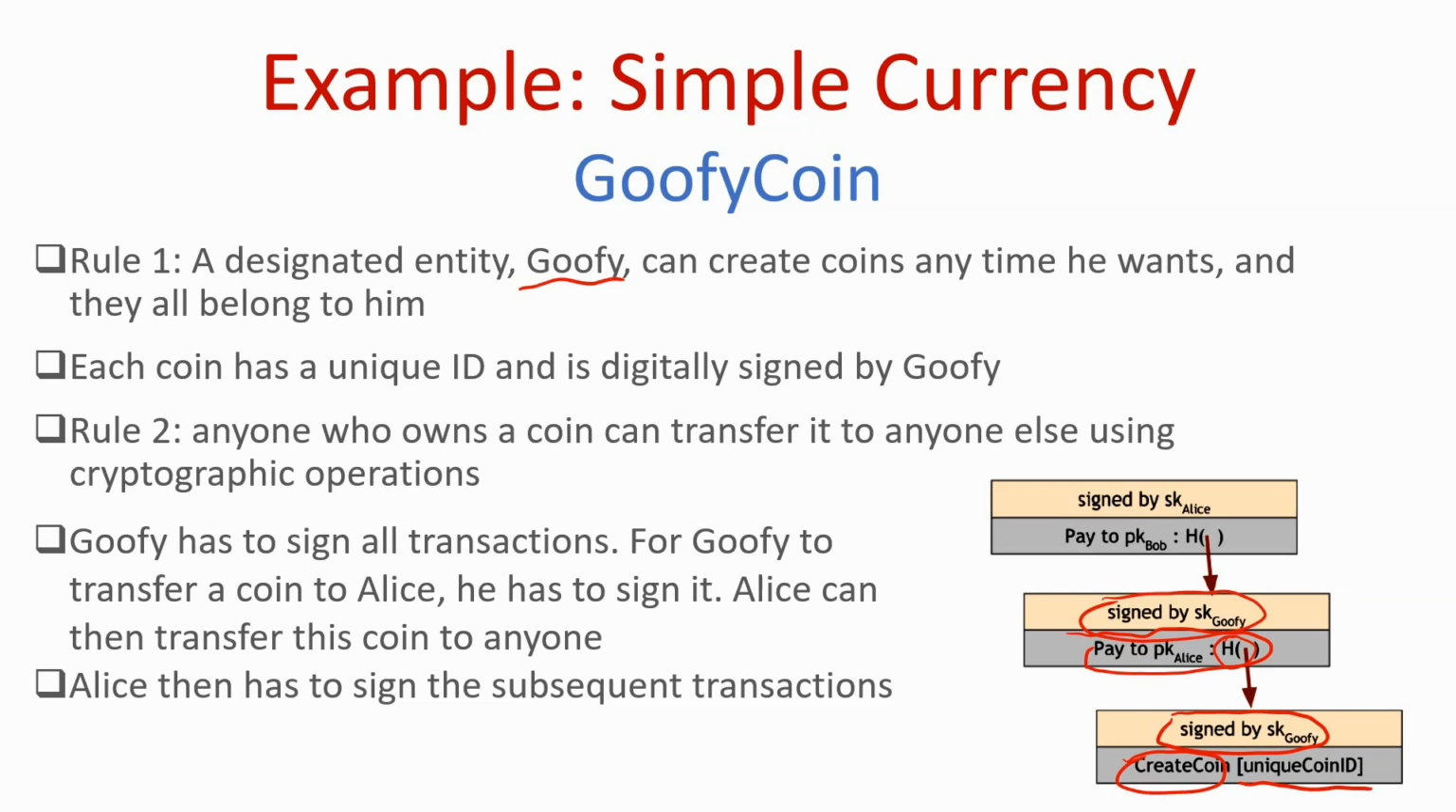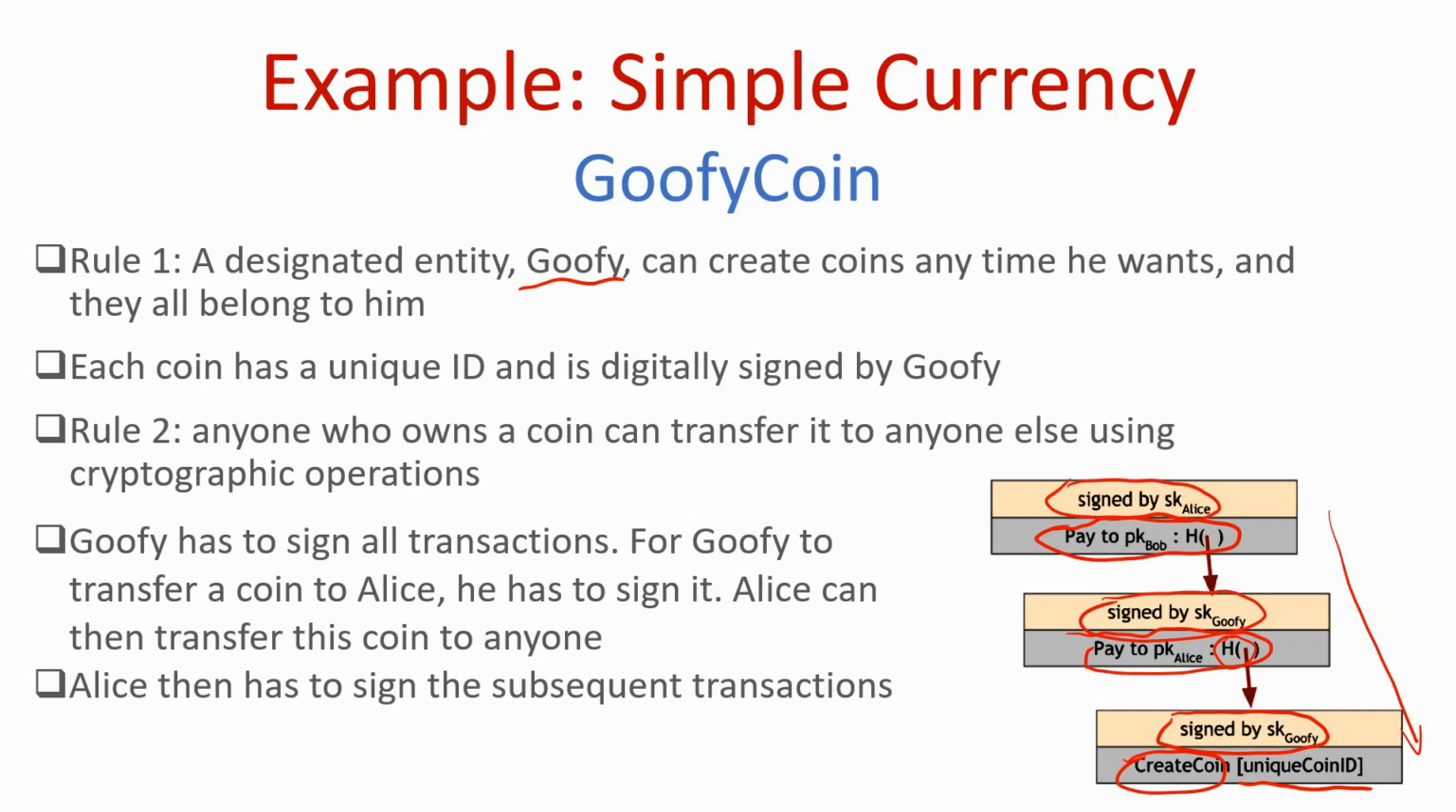If Alice wants to pay this coin to Bob, she can do the exact same. She can say pay to Bob, and then the hash pointer will point to the transaction that Goofy made. So it will point to the transaction where Goofy paid the coin to Alice, and this transaction contains a hash pointer to the coin itself so that you can actually trace through these transactions back to the original coin that was generated by Goofy. And obviously here Alice will also digitally sign the coin.